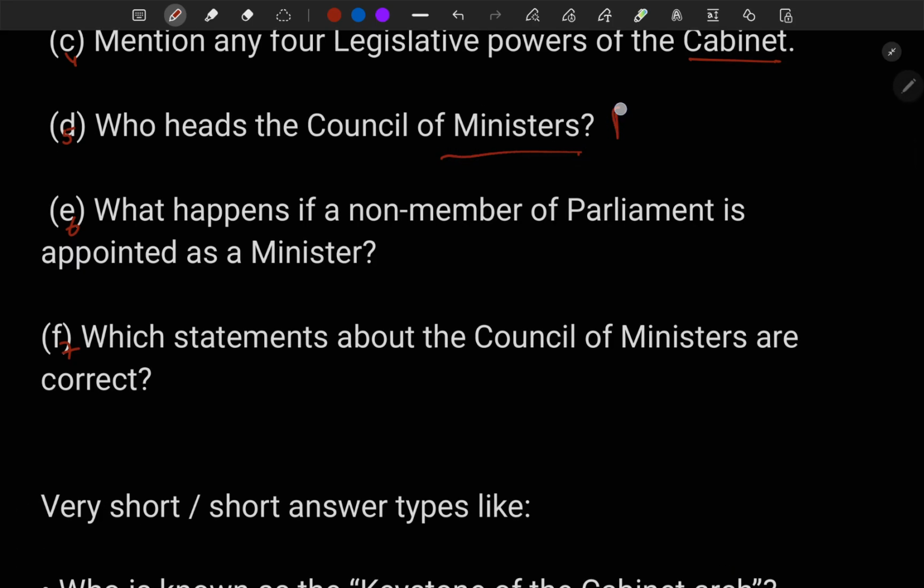Who is heading it? The Prime Minister is heading it. What happens if a non-member of Parliament is appointed as a minister? If a non-member who is not elected to be a member of Parliament is appointed, then what happens? He must be elected within 6 months. He can be elected or he can also be nominated. I think this point is clear to you.